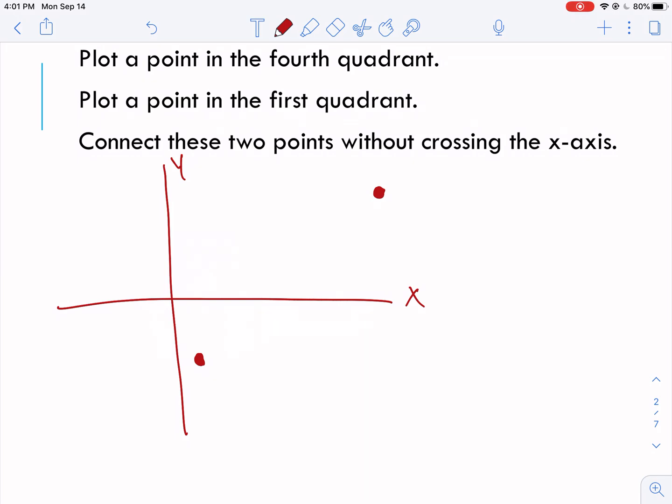Well, as you're looking at this, you should think, no. There's no way I can get around it. I have to cross the x-axis in order to make it a continuous function. So if we say this is a and this is b, there's some value in between a and b that makes me cross the x-axis. I have to change from a negative to a positive value.